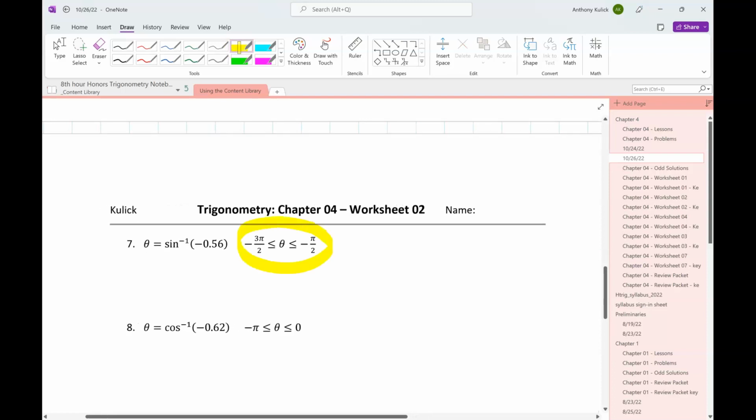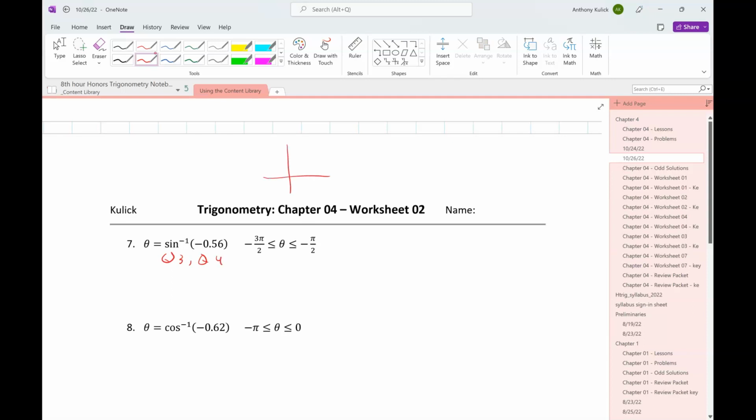So let's take a look at this one. If I do the same thing, sine is negative in quadrants 3 and 4. Going negative, I'm going clockwise around. So this is negative pi over 2. That's negative pi. So that would be negative 3 pi over 2. So those are quadrants 2 and 3. So my answer lies in quadrant 3.